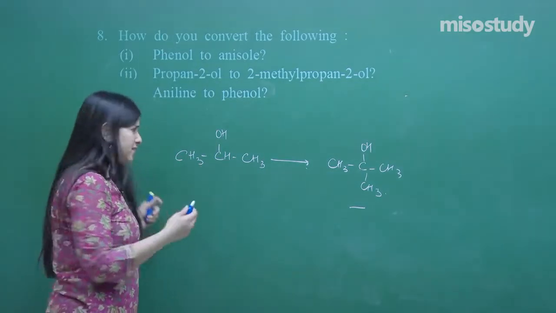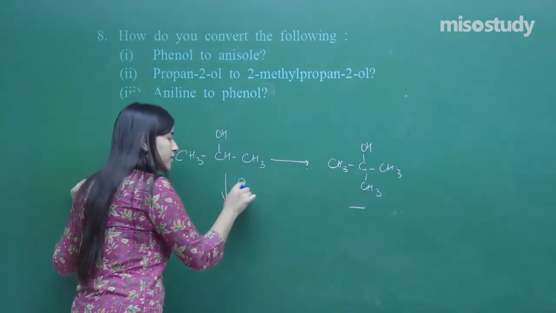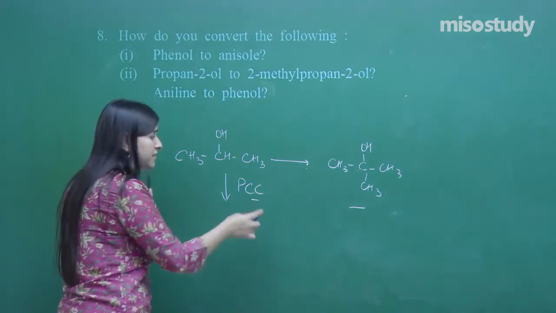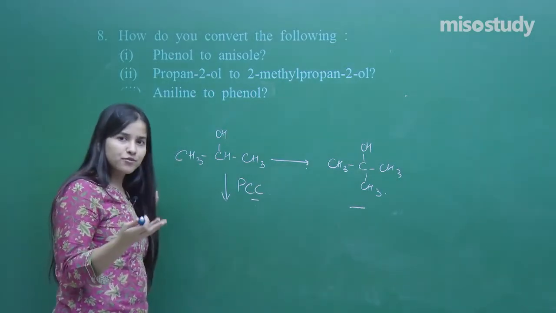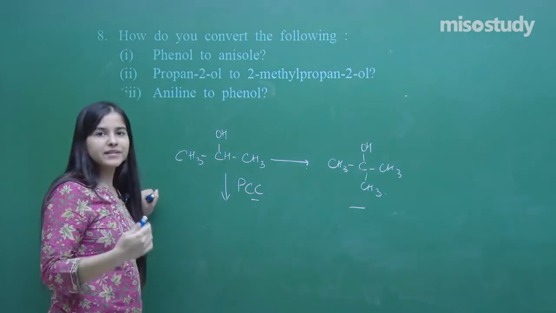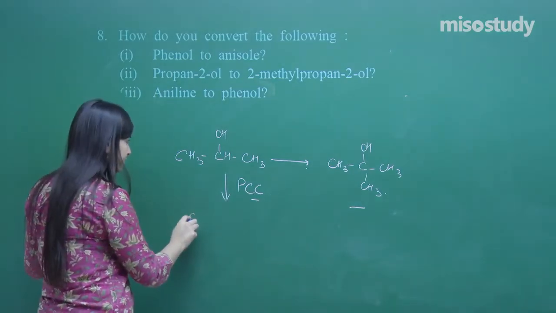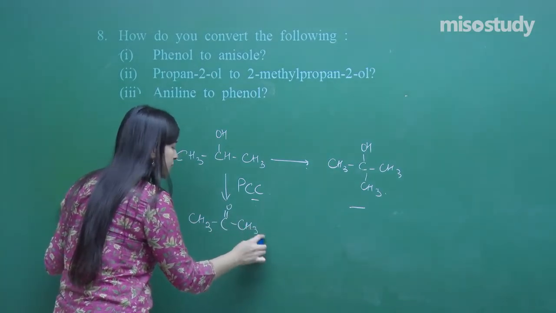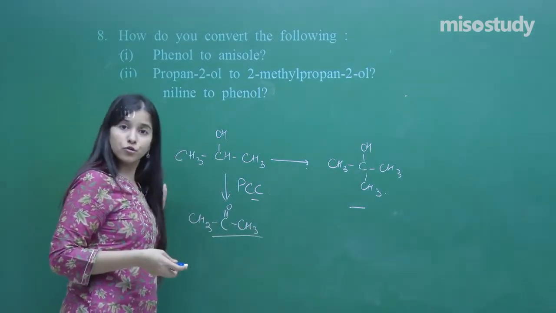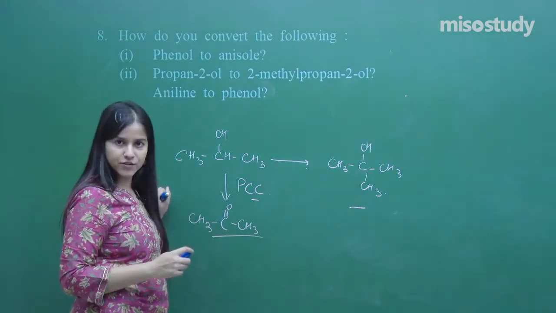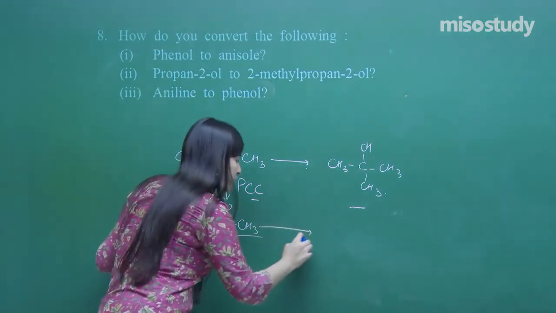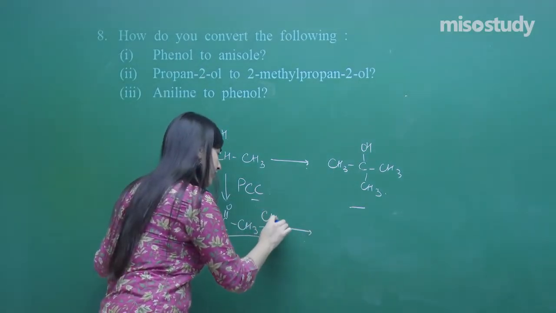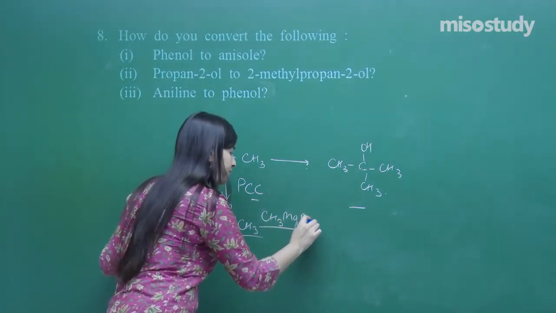Can I do that? Yes, alcohol on very mild oxidation. So I can use Jones reagent, I can use PCC, these kind of mild reagents, so that I just stop at the ketonic stage only. I get a ketone, right? PCC is pyridinium chlorochromate, a mild oxidizing agent. Now I've got the ketone, what I need is just the Grignard to convert this. So it's CH3MgBr, yes.